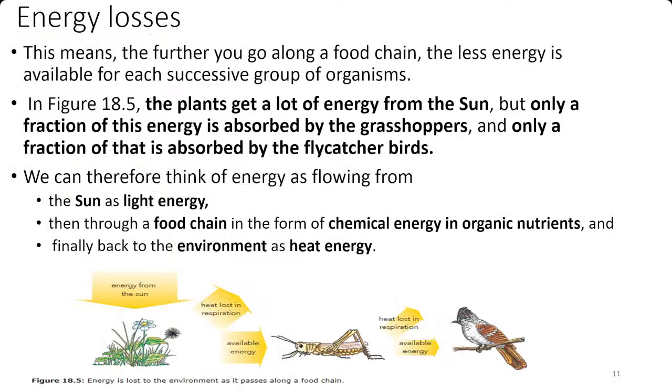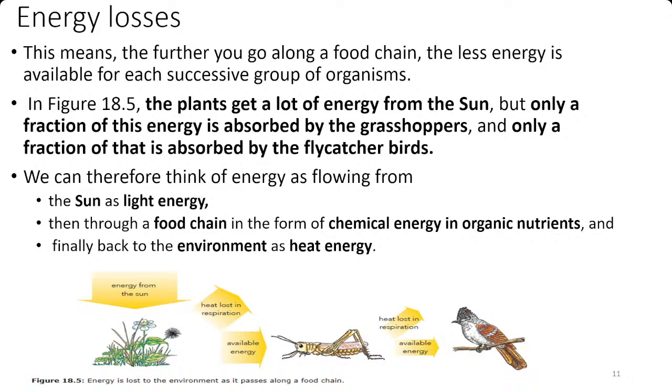Okay, so this means that the further you go up along a food chain, the less energy is available for each successive group of organisms. For example, in this figure 18.5, the plant gets a lot of light energy from the sun, but only a fraction of that energy is absorbed by the grasshopper. Why? Because some of it is lost in transpiration. The grasshopper does not eat the entire plant, only some part of it. That's why not all the energy is transferred and only a fraction of it is transferred.